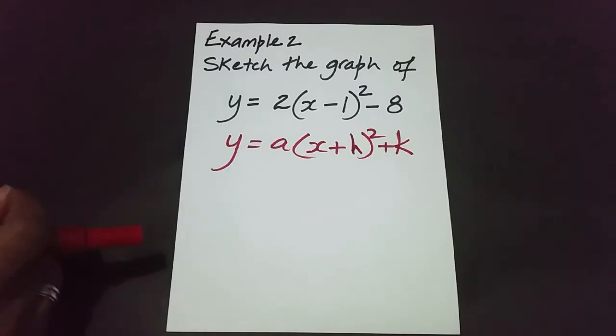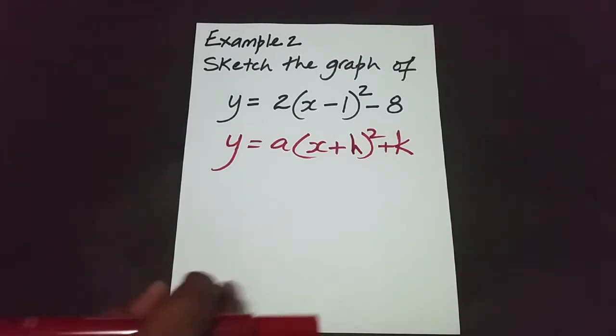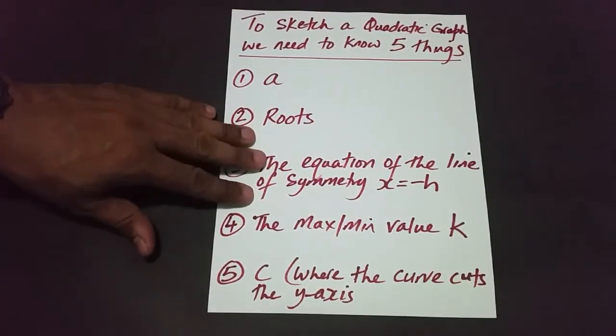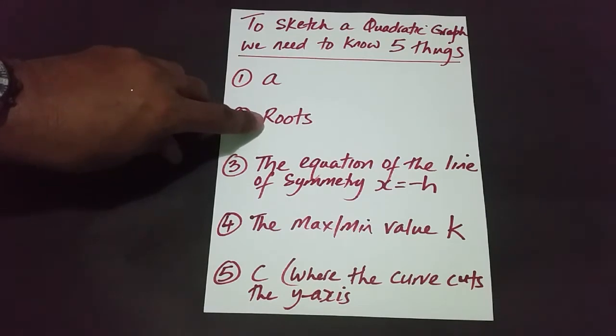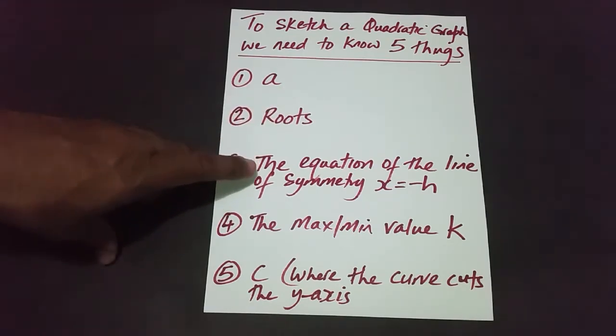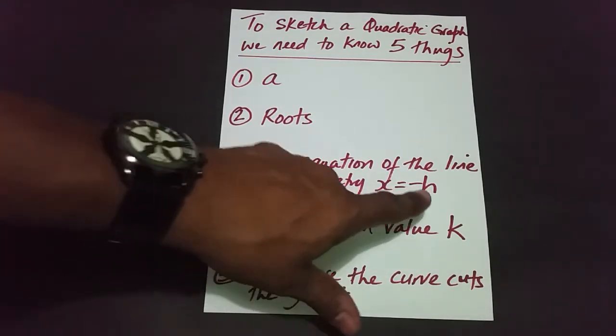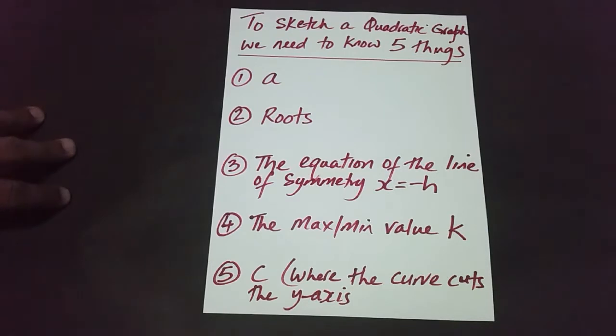Now remember, in order for us to sketch a quadratic graph, we need to know the following things. We need to know the value of a, which determines whether or not the parabola is a smile or frown. We need to determine the roots, which essentially are the values of x when we solve the quadratic equation. And we need to know the equation of the line of symmetry. In order for us to know that, we need to know the value of h, and then x equals the negative of that value is the equation of the line of symmetry.